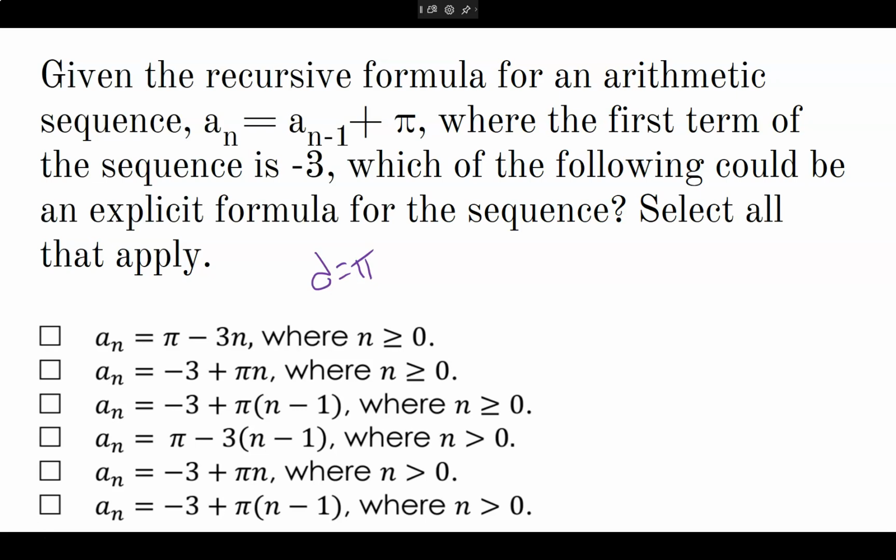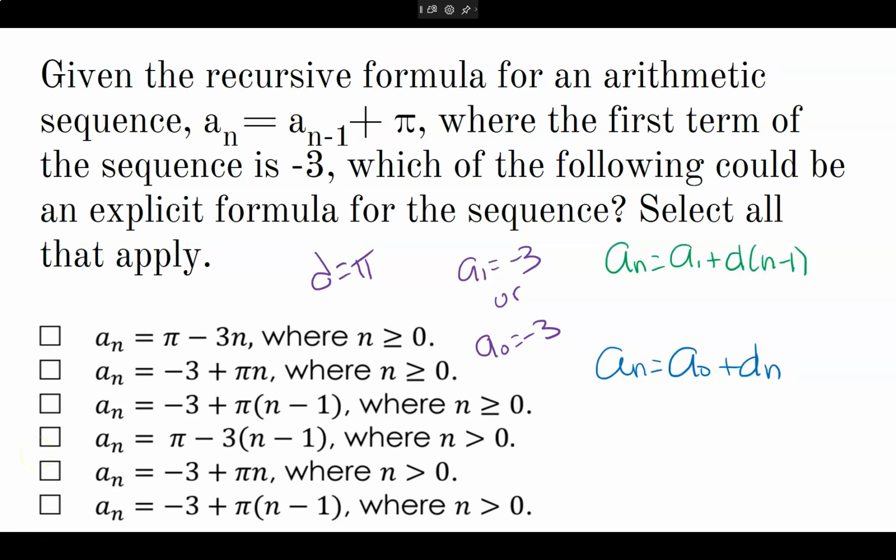Okay, so the first term is negative 3, but don't we have 2 options for that? That could be a sub 1, right? Or that could be a sub 0. So knowing that, table people, go. Which one of these could represent an explicit formula? Remember, we have 2 options now. So we should have 2 checks going on.